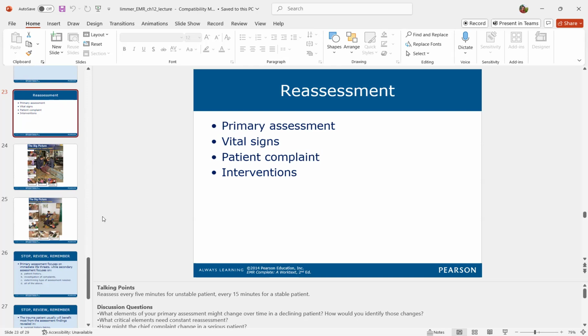That's an intervention. We need to reassess that. So again, unstable patients, we reassess every 5 minutes, and we're going to reassess all of this stuff every 5 minutes. Just keep working on them. And then if we have a stable patient, we can reassess every 15 minutes. All the stuff that we've done, primary assessment, vital signs, their complaint, interventions that we've done.